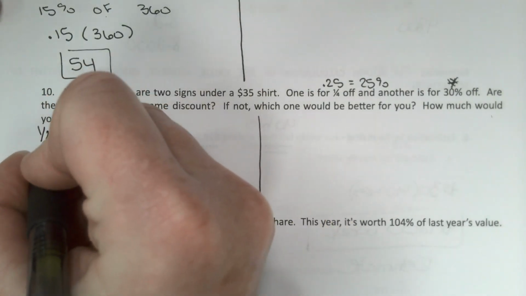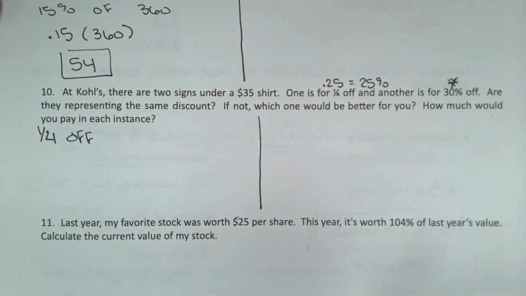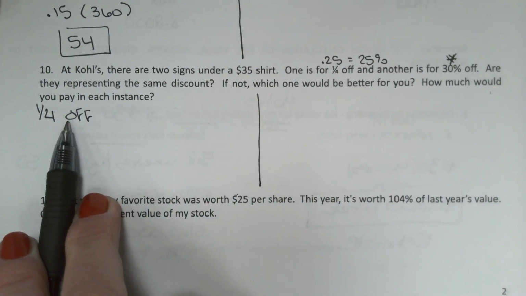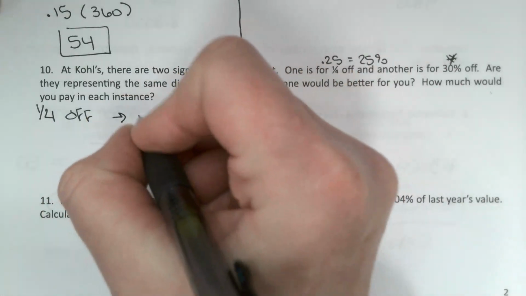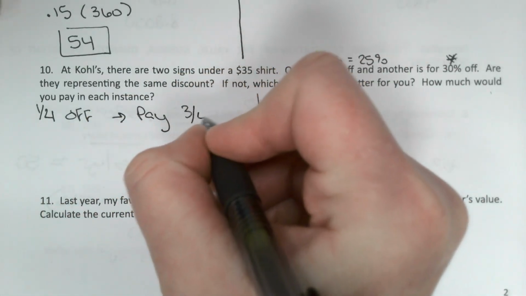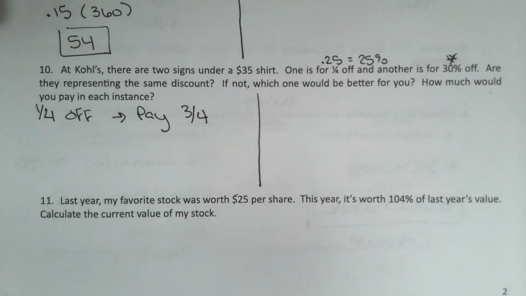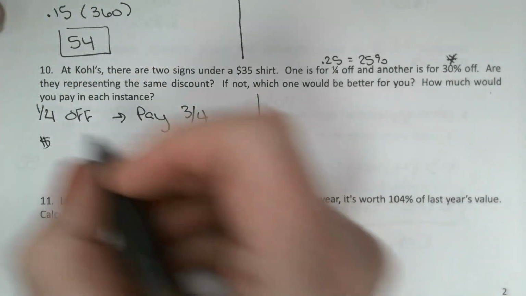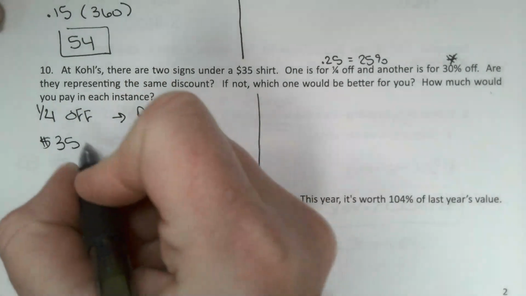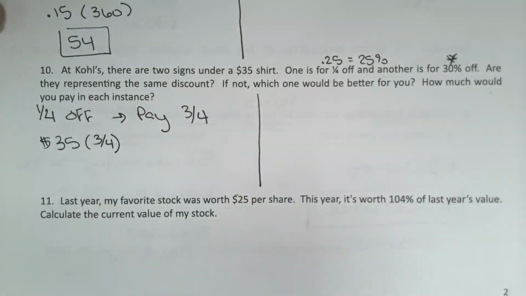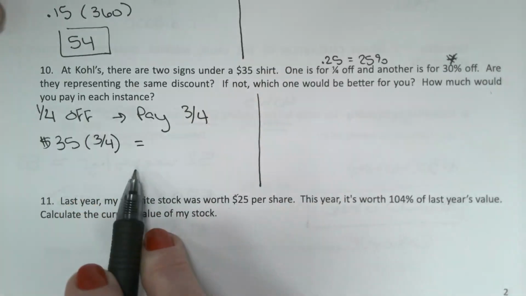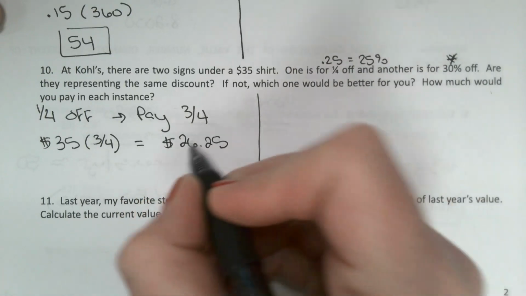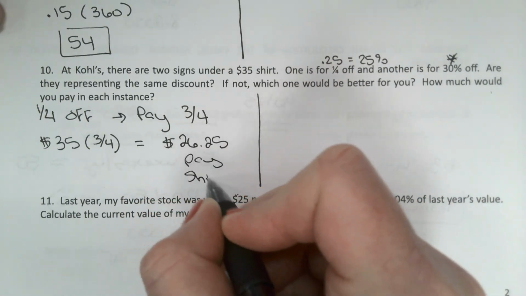Okay, so if you have a 4th off, we are going to work on our mental math a little bit. If you have a 4th off of something, that means you're going to pay for the remainder, which is 3/4 of it. So if you take the cost of this shirt, $35, and multiply it by 3/4, I stuck this in my calculator, and I got $26.25 is how much you would pay for the shirt.